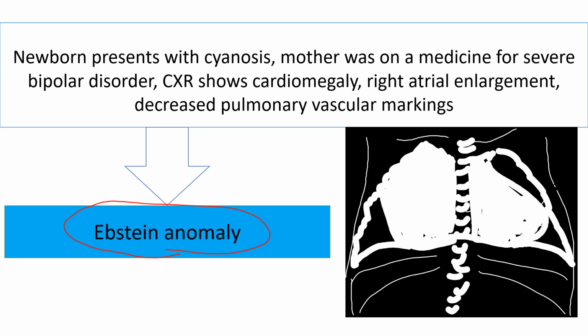Ebstein anomaly is because of distortion and destruction of tricuspid leaflets associated with tricuspid regurgitation, stagnation of blood in the right atrium, causing severe cardiomegaly and decreased blood flow to the lung, and this will show in the X-ray as diminished or decreased pulmonary vascularity. This condition also can be associated with Wolff-Parkinson-White syndrome.